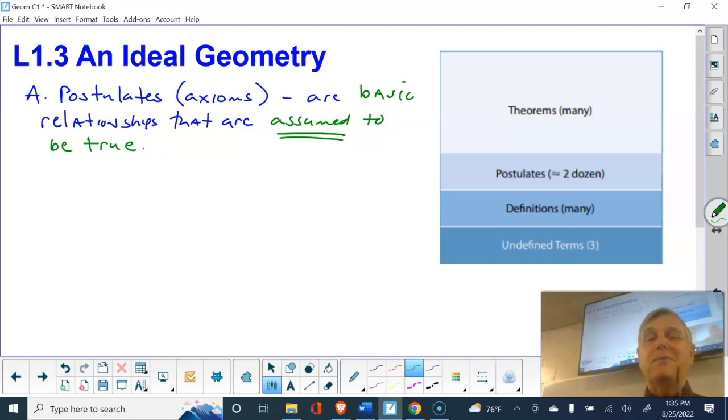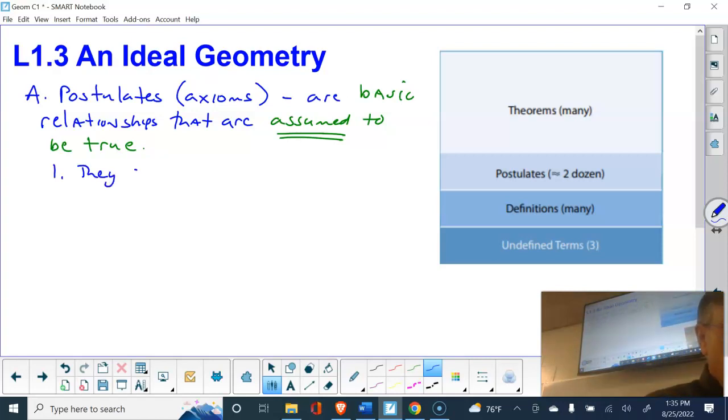So postulates are basic relationships that are assumed to be true. And throughout the course, we'll get a bunch of these postulates. But the key is we're going to use them to help prove the theorems, and that's the key to geometry. All right, before I get to that theorem part, a couple things here with the postulates, because they should have 3 characteristics. So number 1, they should have 3 characteristics.